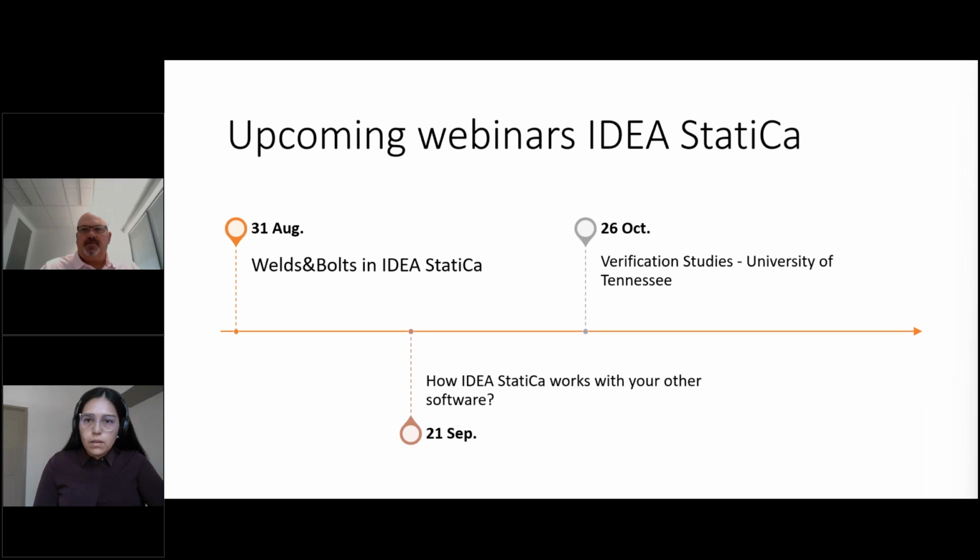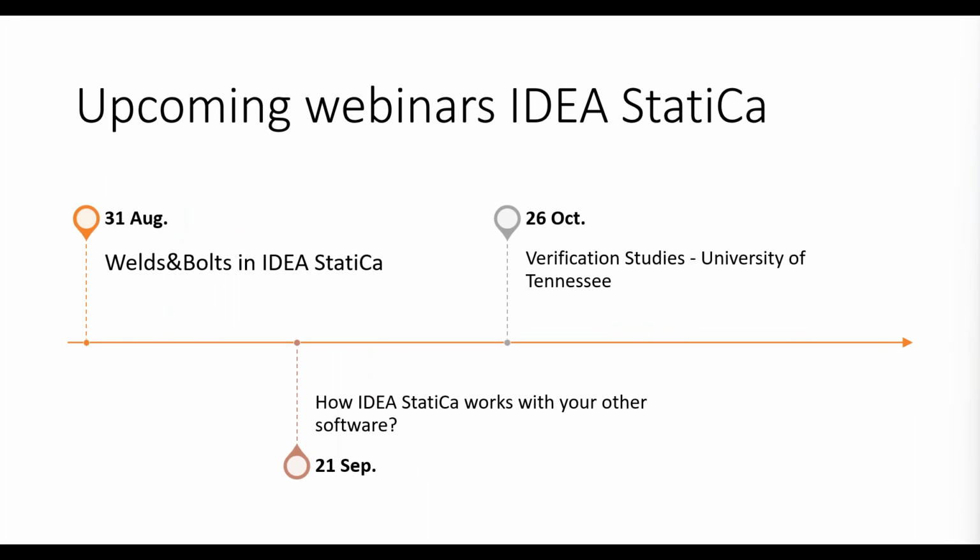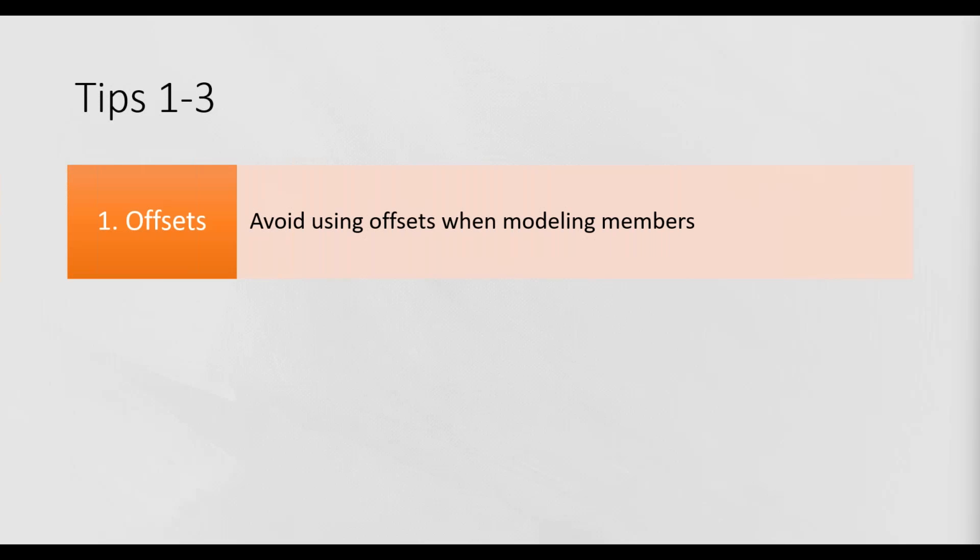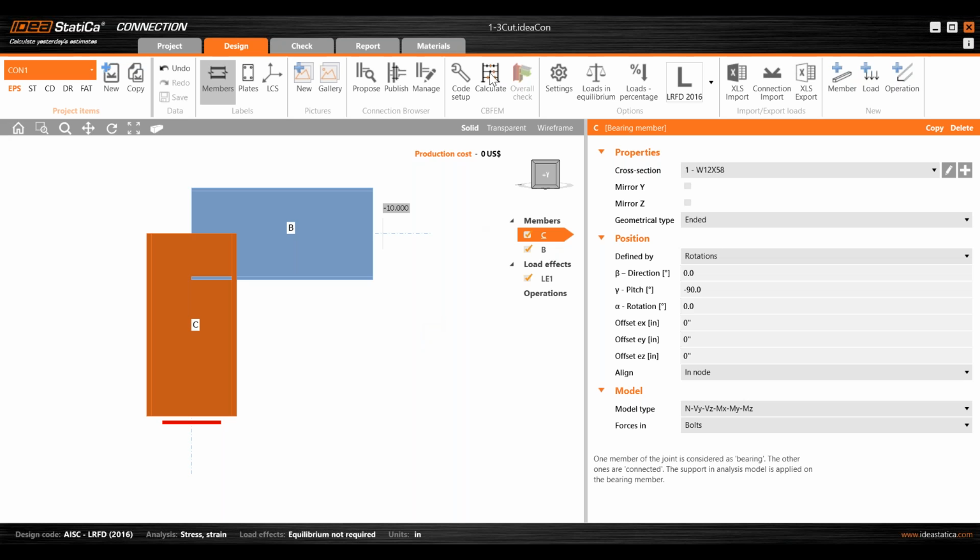Great. Okay. So let's start because I have a lot of information to share with you. We have 15 tips to share with you. So let's start with the first one. The use of offsets should be avoided as they can lead to eccentricities, which can produce an extra moment once loads are applied. For these tips, I will use some examples that I have prepared for you, and some of them I will work on.